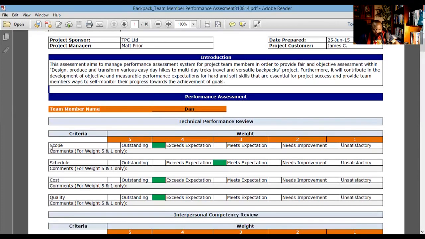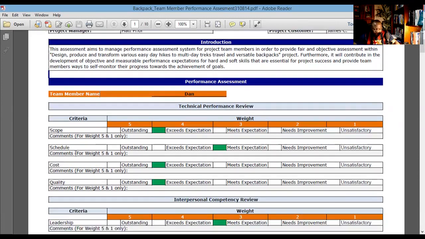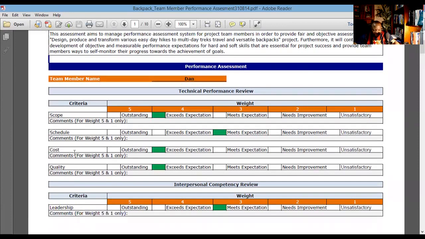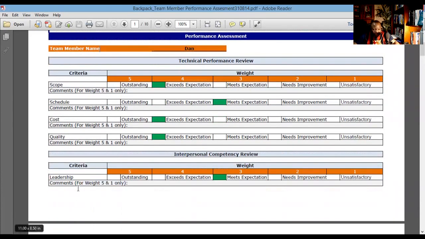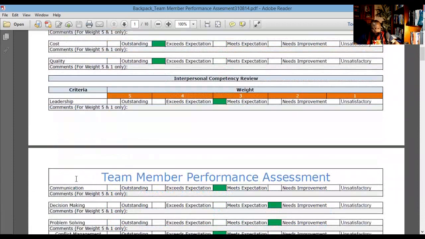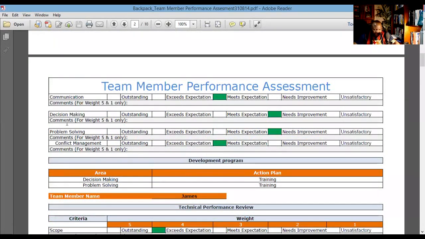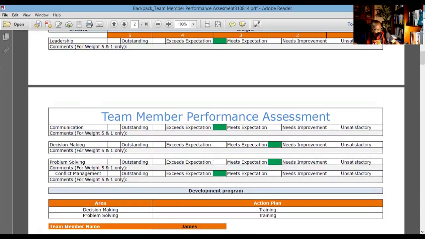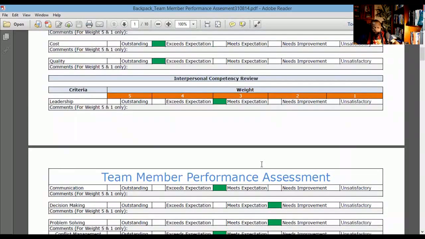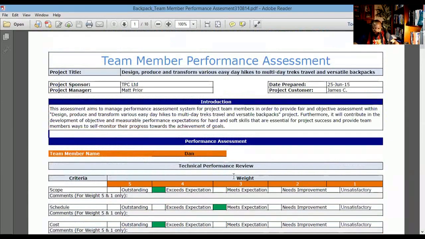The technical performance review as far as how this team member complied with scope, schedule, cost, quality. We also have leadership, and this could be an open-ended slate to add things such as communication, decision-making, problem-solving, conflict management. And based on what you know about the team member in question, you could go ahead and fill this, or you could ask them to self-score, and then you could score and compare and contrast, give comments, all sorts of possibilities. But TPA, we talk about it so much. Here's a face to the name, Team Performance Assessments.